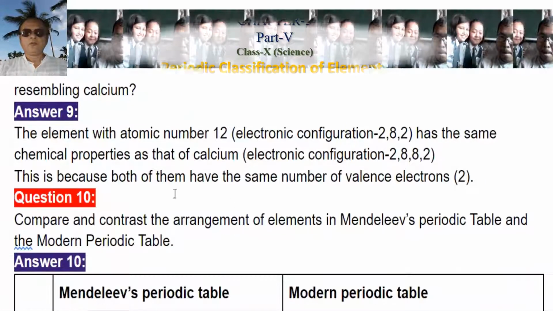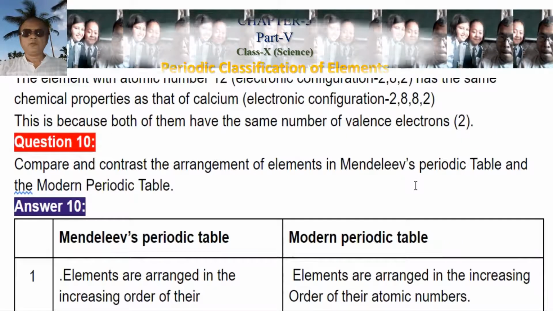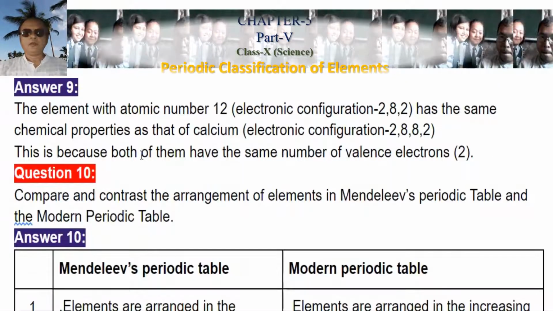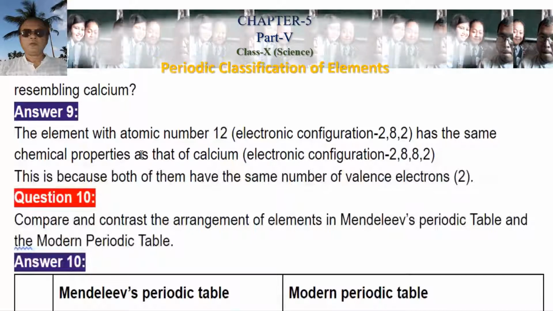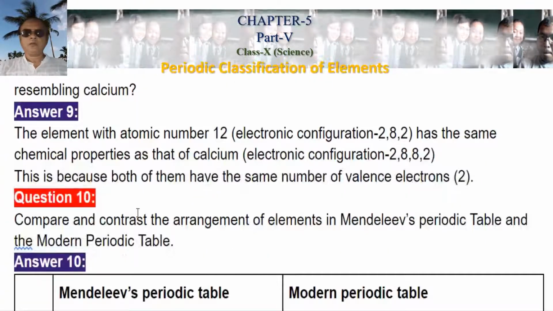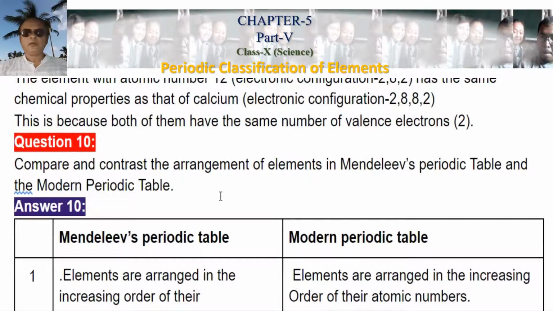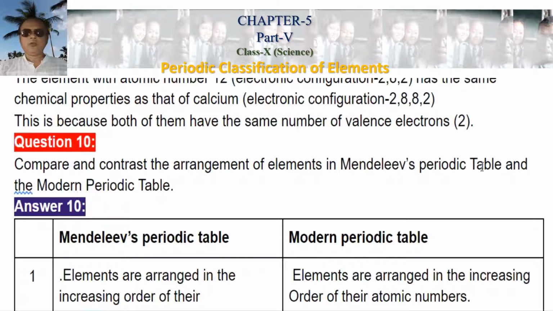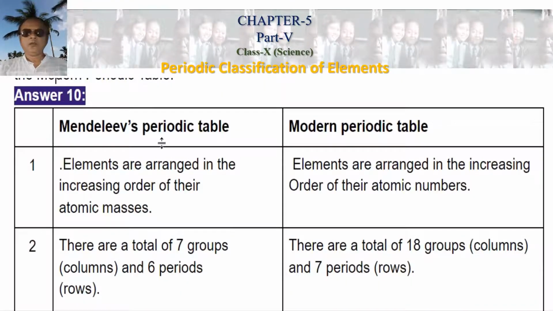Okay. Now let's go to question number 10. This was question number 9. Compare and contrast the arrangement of the elements in the Mendeleev periodic table and the modern periodic table. Okay, we'll make the table like this: Mendeleev periodic table and modern periodic table.